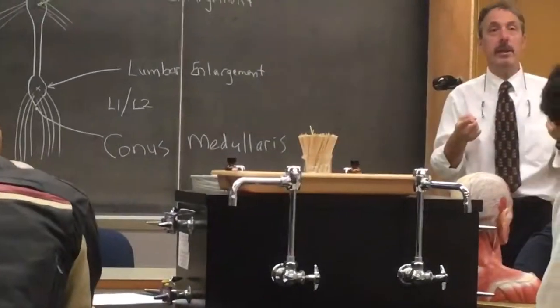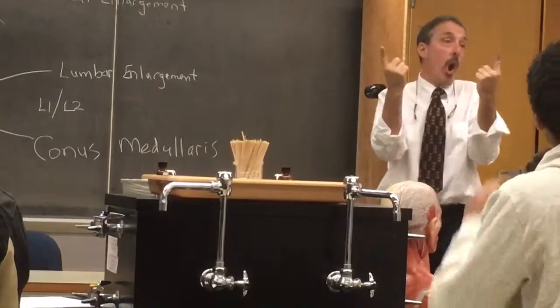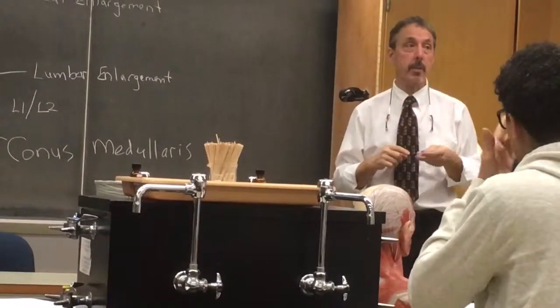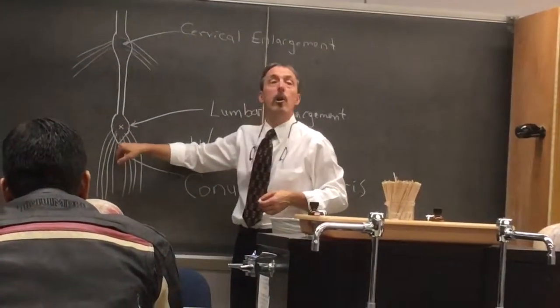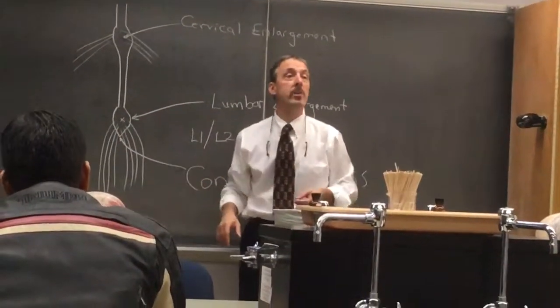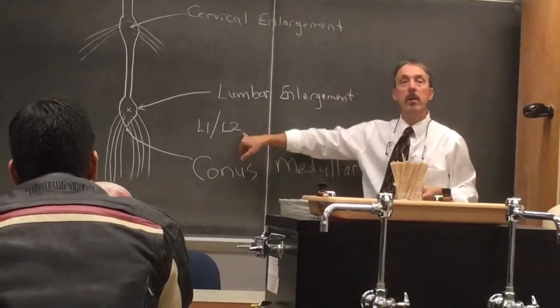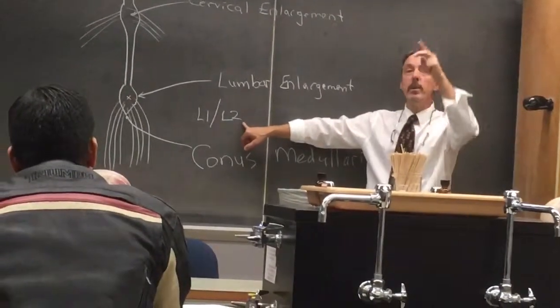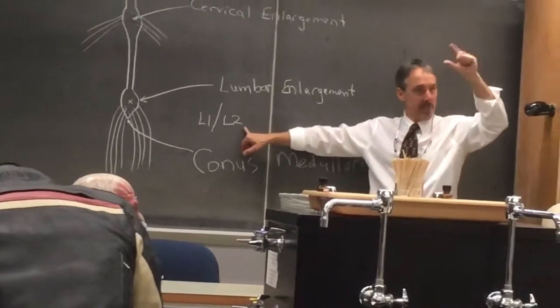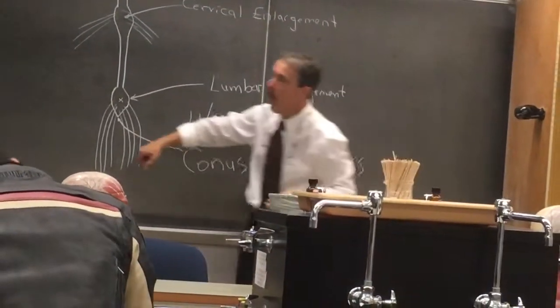What does conus mean, you think? Like a cone, right? So it's got a point to it. That's where they come up with that term. Okay? Cervical enlargement, lumbar enlargement, conus medullaris. The conus medullaris is at what vertebral level? We've got to say L1, L2, right? The bottom of L1, the top of L2. It's kind of in between. Okay?